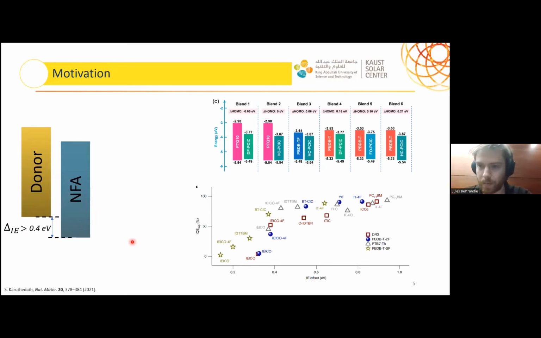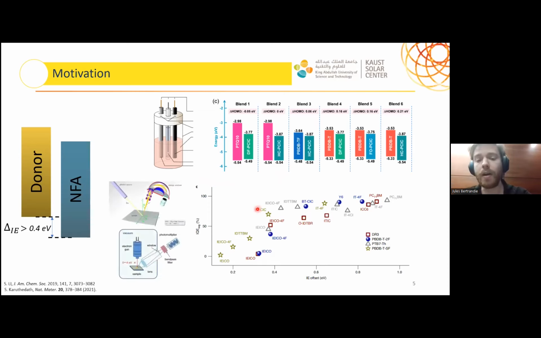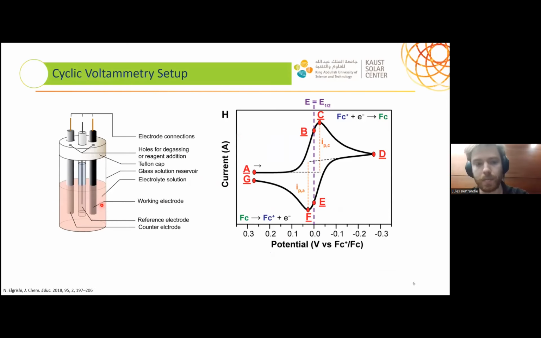So we decided to dig a bit more into this, and if you look a bit closer at those two papers, you see that in this paper they are using cyclic voltammetry to determine their energetics, whereas in this paper they are using photoelectron spectroscopy. So we decided to determine whether it is the method, and if it is the method, what should we do? Let me first introduce those two methods.